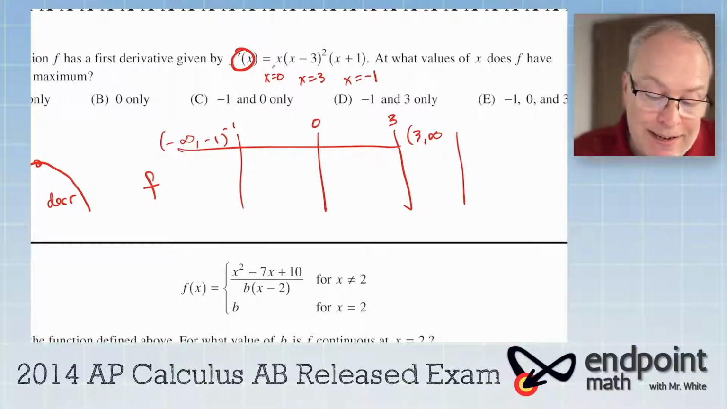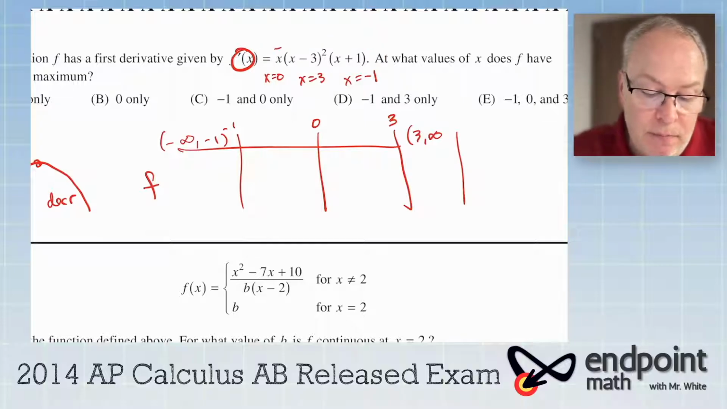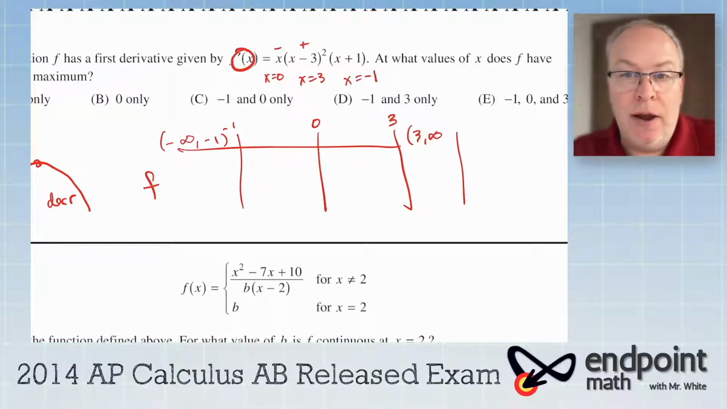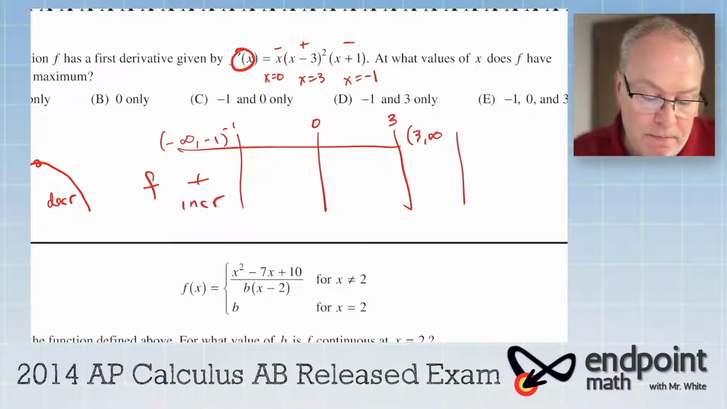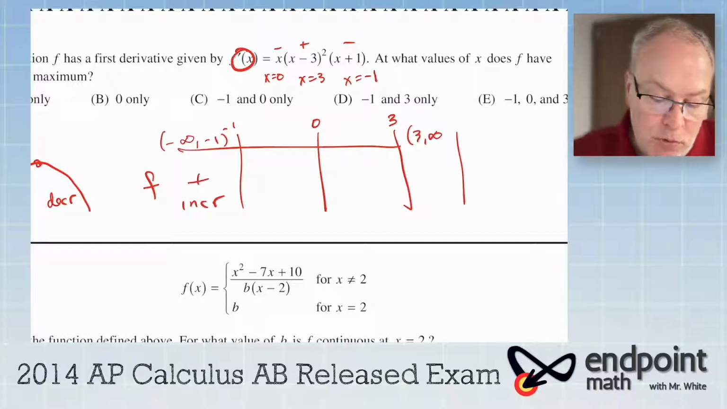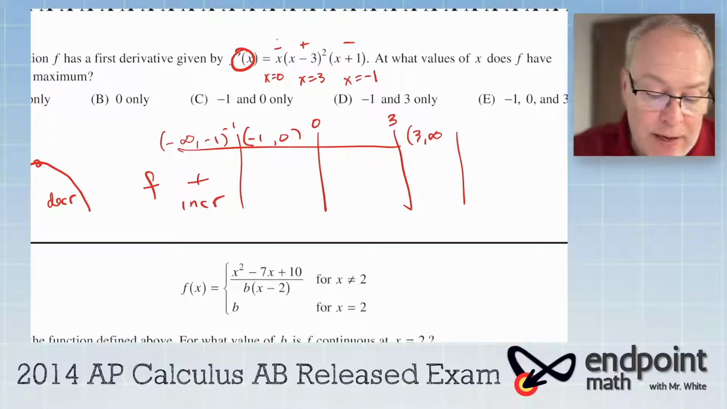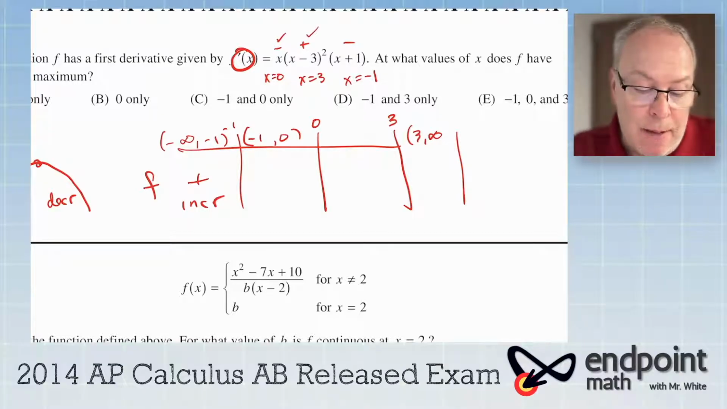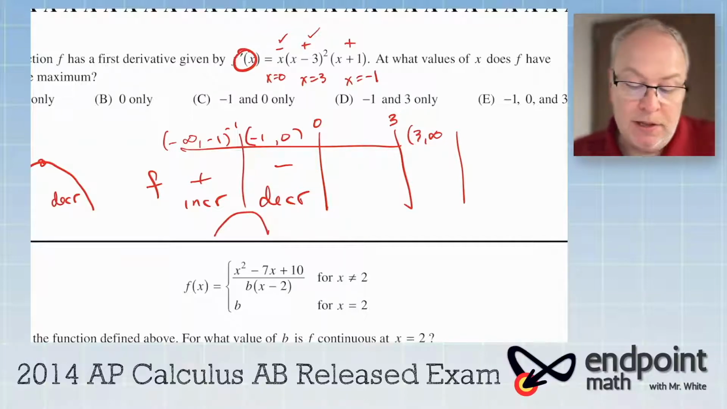If you plug negative bazillion into this, you get a negative times a positive, because when you square anything, you get a positive, times a negative. That's a positive, so we're increasing there. And then between -1 and 0, for example, maybe -1/2, would be a negative times a positive times a positive this time. So negative, so decreasing. So right there we have a max, but let's keep going.